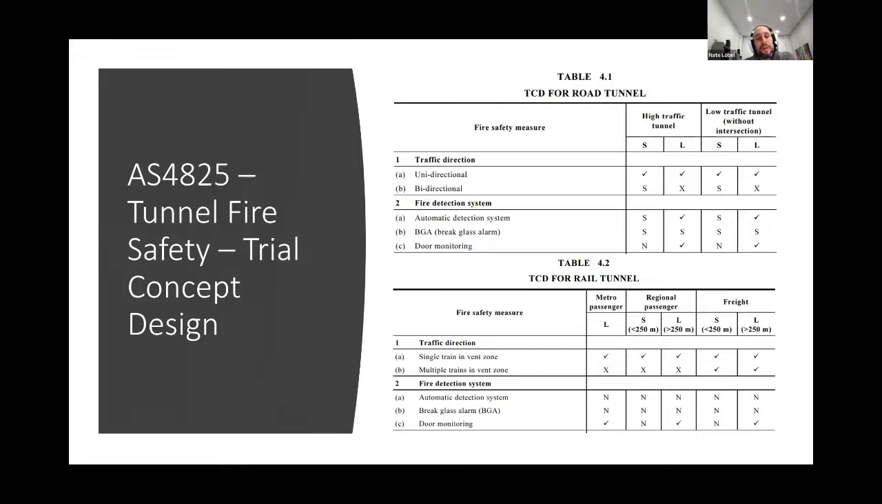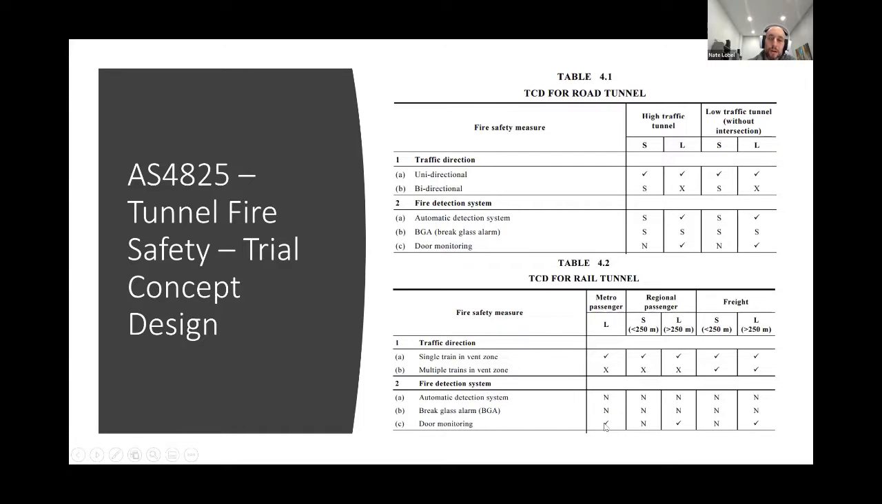Before I do that, I want to touch back on the Australian standard for tunnel fire safety, AS 4825. It is a performance-based standard, and within it, it provides a trial concept design, things that might be your starting point for a design on a tunnel, just as an indication. And what I think is really interesting about it is that it actually acknowledges that we use a risk-based approach. And you can tell that by how it categorizes different requirements based off what type of tunnel we have. Whether it's a short tunnel, a long tunnel, a high traffic, a low traffic, does it have intersections?